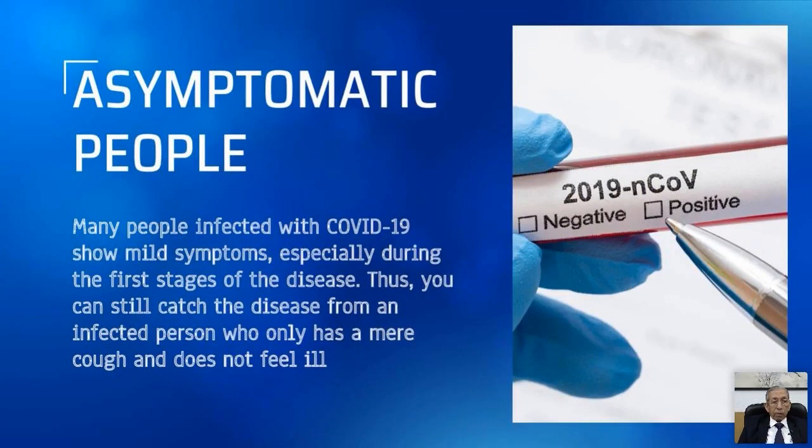A more important point to remember at the moment is that there are asymptomatic persons. Many persons infected with COVID-19 show mild symptoms, especially during the first stage of the disease. Thus, you can still catch the disease from an infected person who only has a mere cough and does not feel ill. That is very important in the present scenario, because out of all persons infected by the virus, about 60% remain asymptomatic. You don't know who is infected, but at the same time, these asymptomatic people are infective. They can pass the virus on to others. Therefore, this is a very important point to keep in mind.